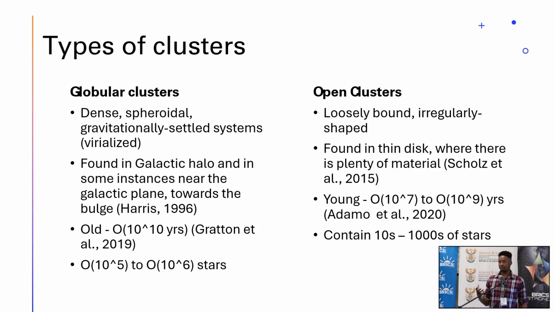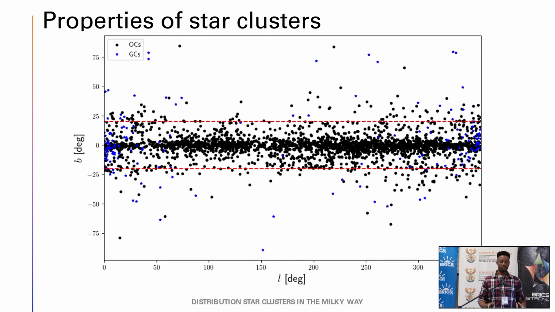We have two different varieties of those, of course. We've got globular clusters and open clusters, which are characterized in their differences as being dense, spheroidal, and packed full of stars in the case of globular clusters. And in the case of open clusters, they tend to be loosely bound.